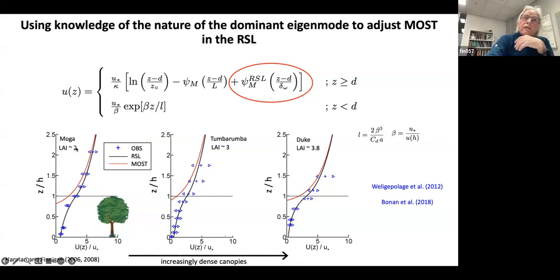So this is the Morgan Forest in between Canberra and the coast, and the leaf area index of that is about 2. The Tumbarumba Forest I showed you before, the leaf area index is about 3. And Duke Forest in North Carolina with the leaf area index of getting on for 4. And in each of those cases, this modification works very well to modify MOST. And more recently, Gordon Bonan at NCAR and this paper from Finnigan has looked at applying this theory across a very wide range of canopies, and it seems to work remarkably well in many, many cases.